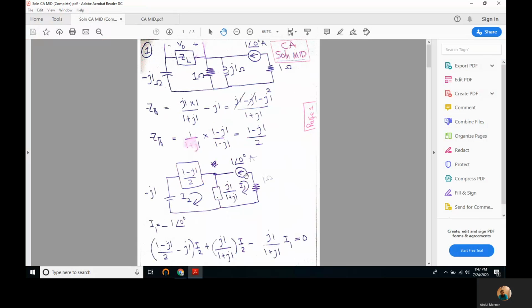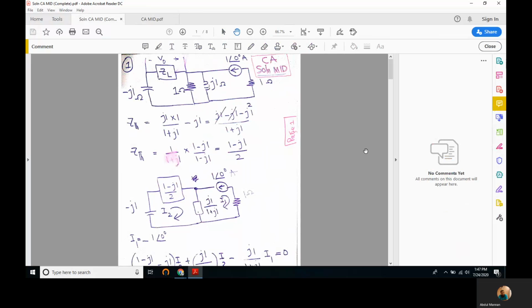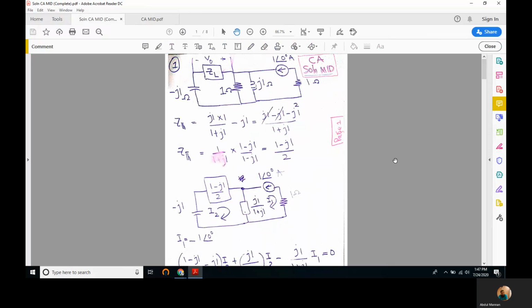by replacing this. If we replace it, this 1 ohm resistor goes out of this circuit, because when we replace this with open circuit, this 1 ohm resistor is no more in the circuit.